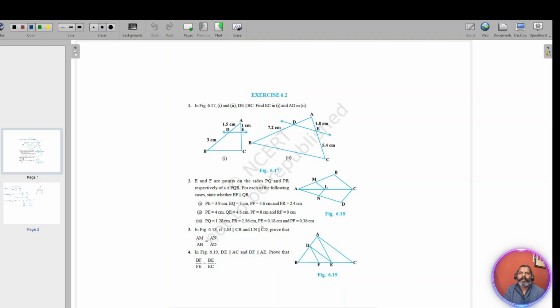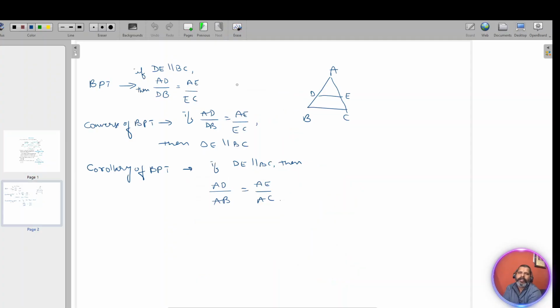Hello students. In this class, we'll see triangles exercise 6.2 problems and their solutions. These are based on the BPT theorem, which is called Thales theorem. Thales theorem says if in a triangle ABC, DE is parallel to BC, then the other two sides are in proportion. See, this is the Thales theorem called BPT. If DE is parallel to BC, therefore AD by DB must be equal to AE by EC. This is Thales theorem. We'll just recap and we'll continue the exercise.